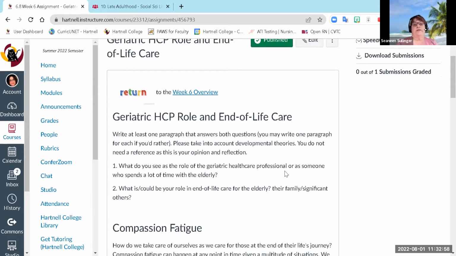What do you see as the role of the geriatric healthcare professional, or as someone who spends a lot of time with the elderly? What is your role in caring for this person? What are you trying to accomplish? What are you trying to help them accomplish? And then what is or could be the role in end-of-life care for the elderly and with their family or significant others? So in other words, you as the caregiver, the healthcare professional working with an elderly person, what is your role? In terms of just caring for elderly people, but then also moving into end-of-life care, how will you help the person with that transition and their family with that transition as well?